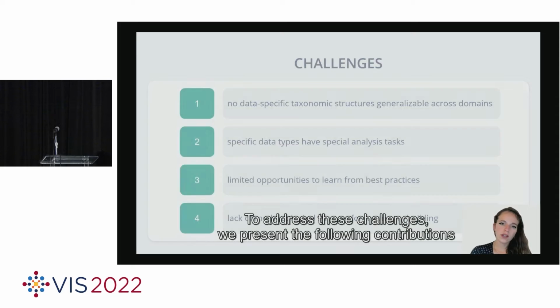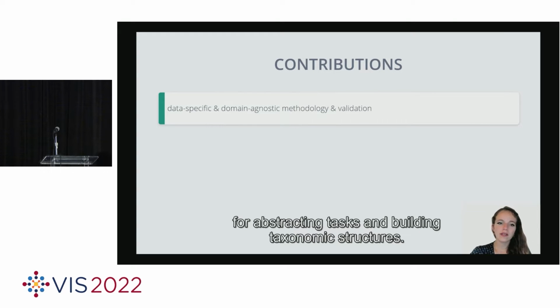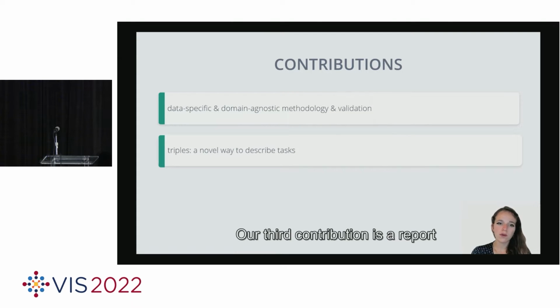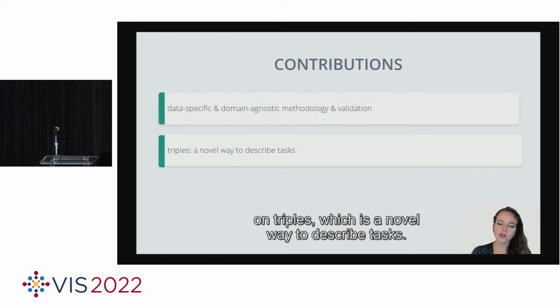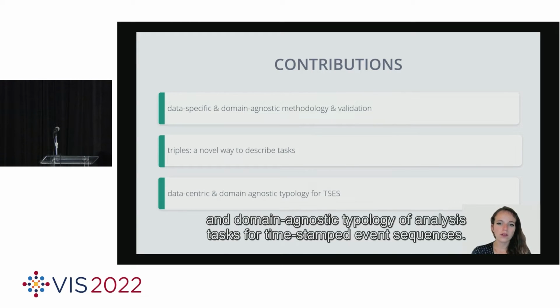To address these challenges, we present the following contributions in our BELIV workshop paper. A dataset-specific and domain-agnostic methodology for abstracting tasks and building taxonomic structures. This methodology will be validated through its application to time-stamped event sequences as a secondary contribution. Our third contribution is a report on triples, which is a novel way to describe tasks. And finally, we present a data-centric and domain-agnostic typology of analysis tasks for time-stamped event sequences.